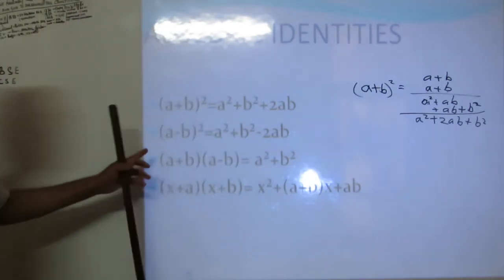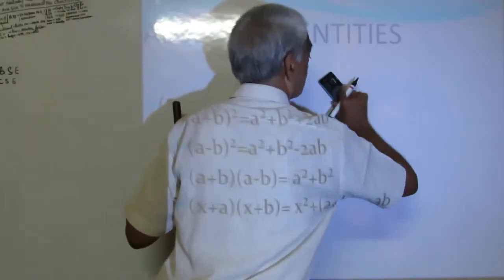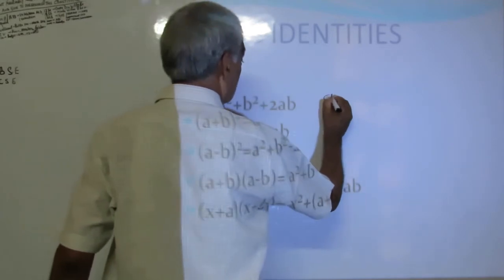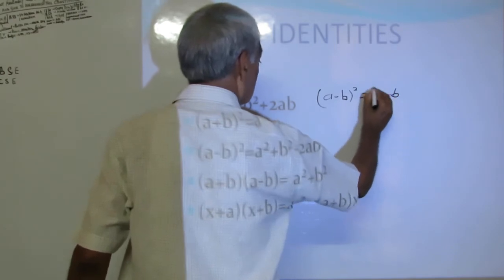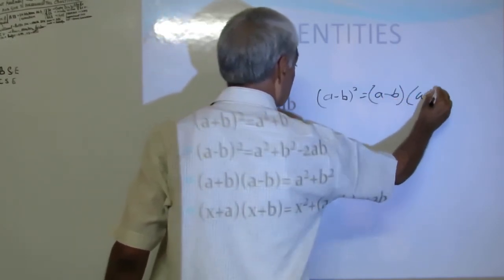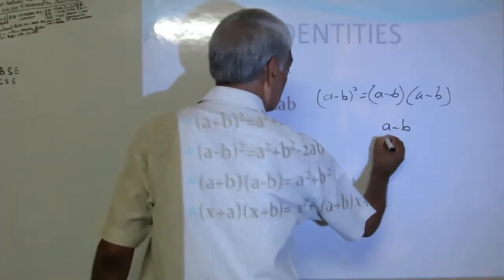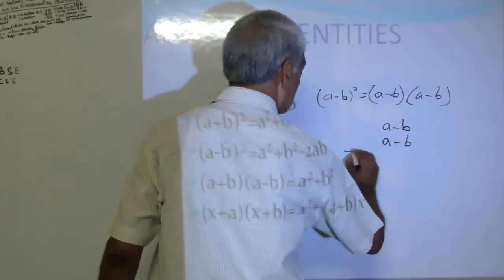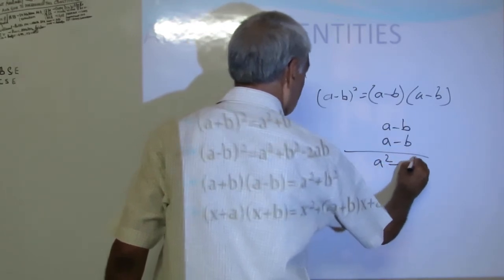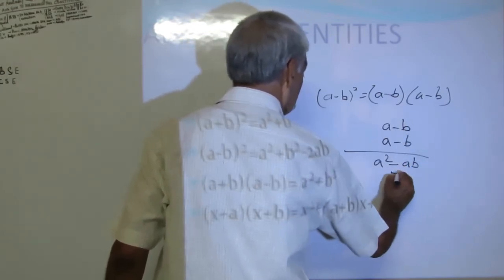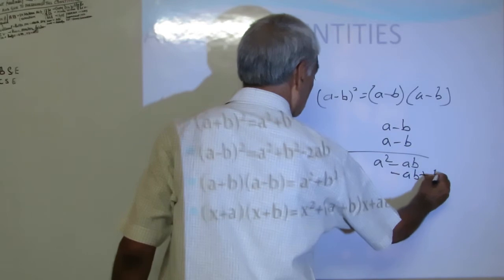Now come to the identity a minus b whole square. A minus b whole square means a minus b multiplied by a minus b. So now we multiply a minus b with a minus b. A multiplied by a is equal to a square. A multiplied by minus b is equal to minus ab. Minus b multiplied by a is equal to minus ab. And minus b multiplied by minus b is equal to b square.